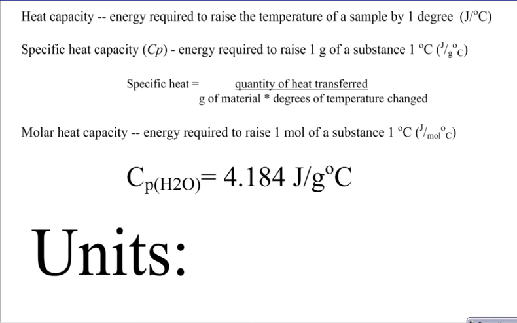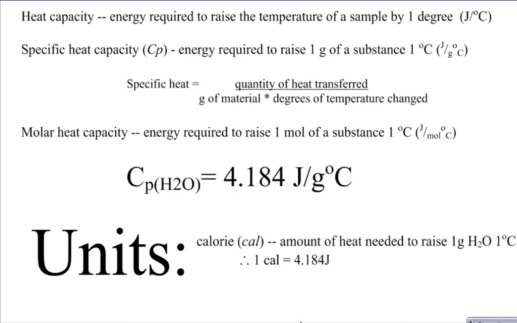So the first unit is a non-SI unit, the calorie. A calorie is simply the amount of heat necessary to raise 1 gram of water 1 degree Celsius. And since we know the specific heat of water is 4.184 joules per gram degree Celsius, if we're raising the temperature of 1 gram of water 1 degree Celsius to make a calorie, we therefore know that 1 calorie equals 4.18 joules.